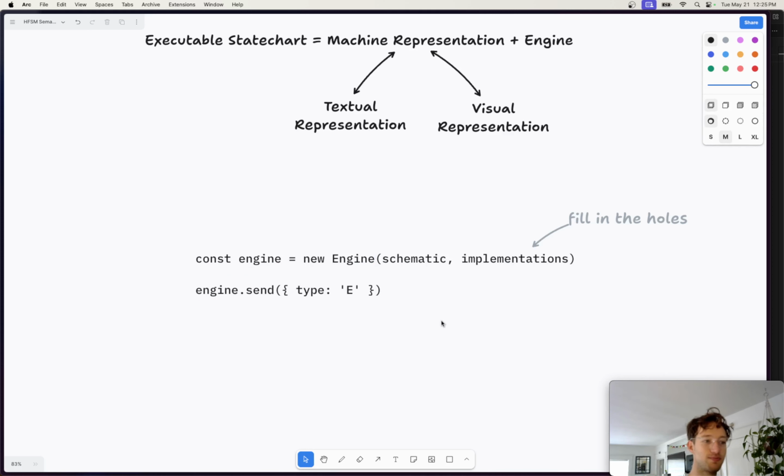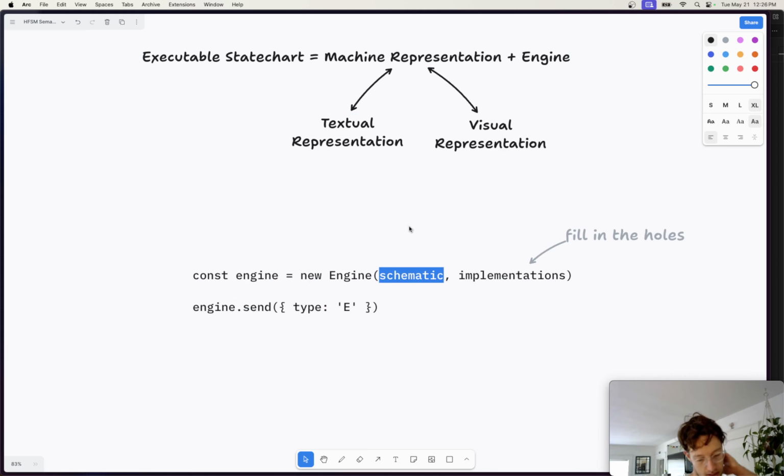This is partially pseudocode for what the API for the StateML engine looks like. So you essentially are defining a new class. You pass it the schematic, the machine representation that we've compiled from our textual language, and then you're also providing a set of implementations. In StateML, all implementations in the authoring format are named. So you're naming actions, conditions, and activities. And you're providing those implementations later on, right?